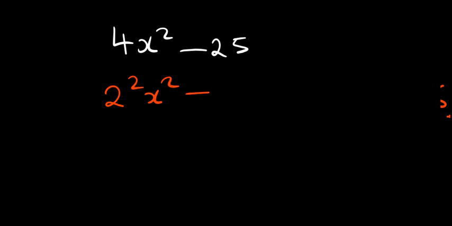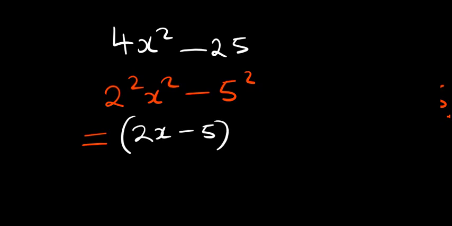Let's solve another one. Let's say I've got 4x squared minus 25. Okay, so 4 is a perfect square, 25 is also a perfect square. So I'm going to use the difference of two squares. In this case I'm going to have 2 squared x squared minus 5 squared. Then from there you're able to see that this is a difference of two squares. So my final answer is going to be 2x minus 5, 2x plus 5.